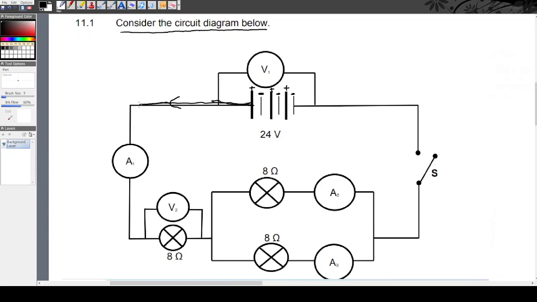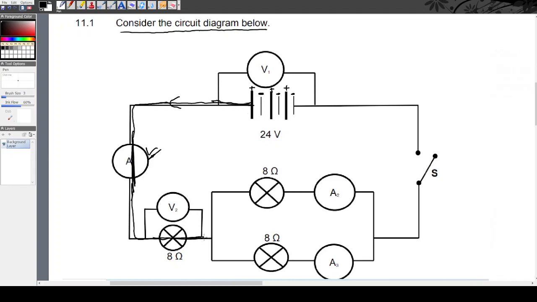So current flows from the positive terminal and goes through this ammeter A1. This one is an ammeter. An ammeter, remember, is an instrument that is used to measure current in the circuit. So this ammeter will measure how much current passes through it. Then the current will pass through this resistor. As it passes through this resistor, nothing changes.